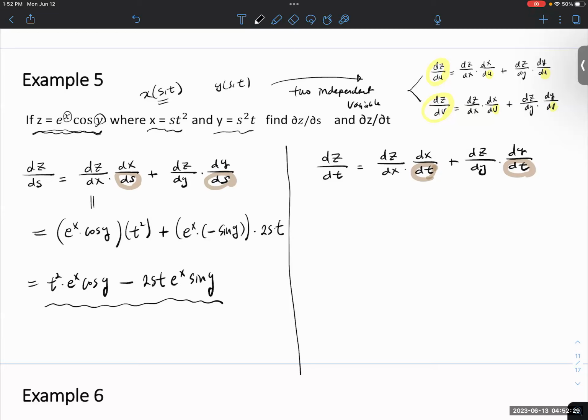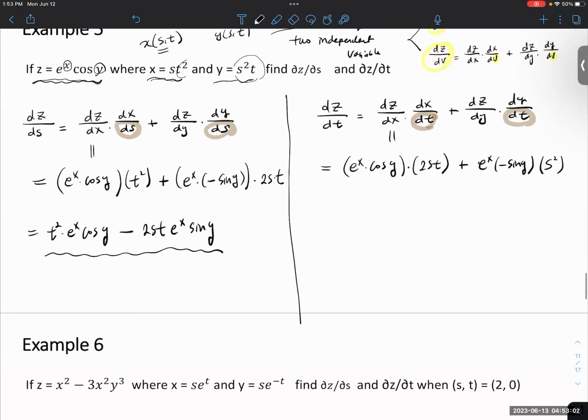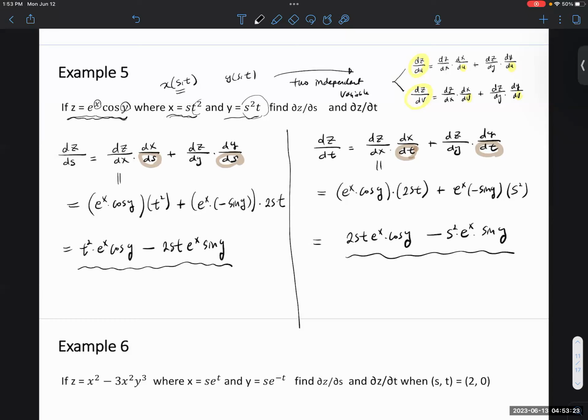Let's look at the next one, dz over dt. So for this one, dz over dx we already know, e to the x cosine y, times dx over dt. Now dx over dt, taking t squared with respect to t gives 2t, and s is the constant, so you have 2st. dz over dy, we know this is e to the x times minus sine y. And then dy over dt. Now s is the constant, so we have only s squared. So if I rewrite it, 2st e to the x cosine y, and then s squared e to the x, actually this is going to be negative because we have a negative sign, negative sine y. So this is your two answers by utilizing the chain rule when you have two independent variables. Okay, so that's how you write it.